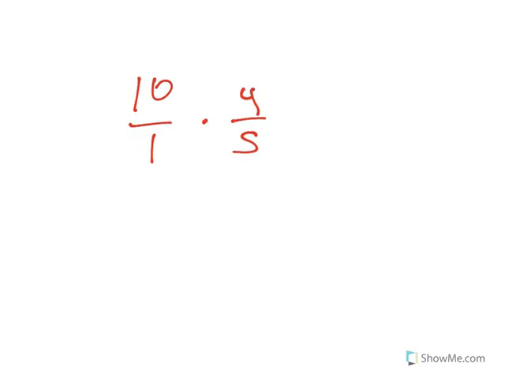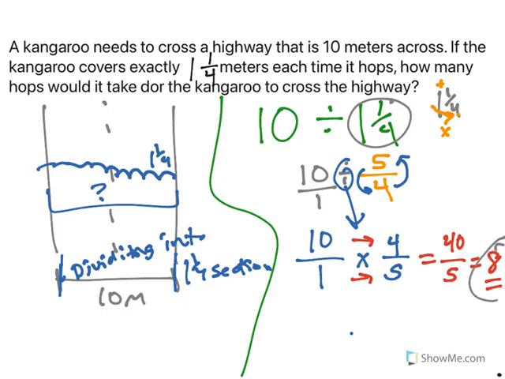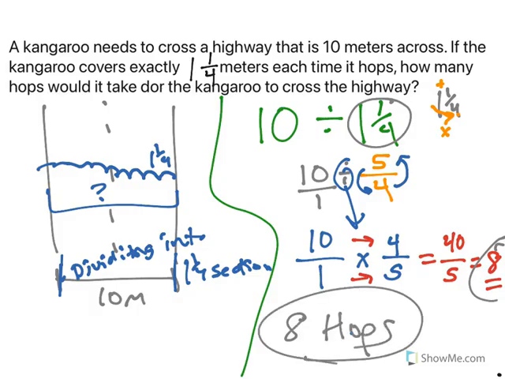When we multiply, we can reduce anything in the numerator and denominator. So I know that 5 and 10 are both reducible, right? They can both be simplified by a factor of 5. So 5 divided by 5 is 1. 10 divided by 5 is 2. Equivalencies, only numerator to denominator. So this is the same as 2 over 1 times 4 over 1, which is still 8. So either way you do it, you get the answer of 8. That means it would take 8 hops for that kangaroo to completely cross the street.